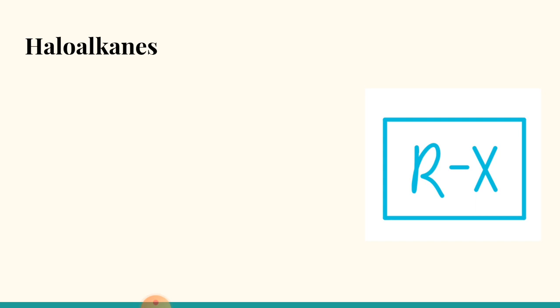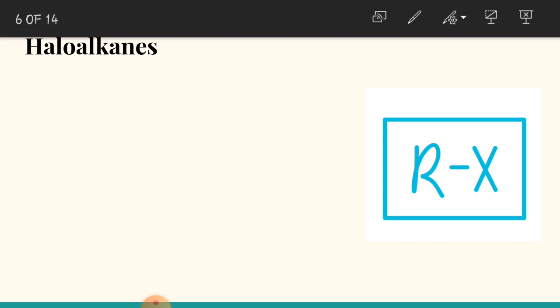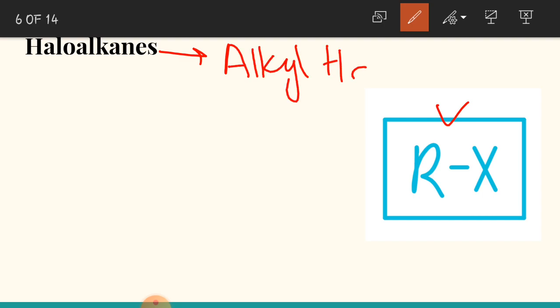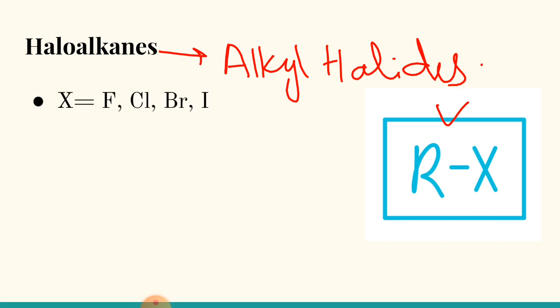The general formula for the haloalkanes is represented by RX. Now these haloalkanes are also called alkyl halides. Alkyl halides is another name for these haloalkanes. In this general formula, X represents the halogen group, that may be fluorine, chlorine, bromine or iodine. And the R is an alkyl group. We have read about the alkyl groups, how they are formed. They are formed by removing one hydrogen atom from that hydrocarbon.